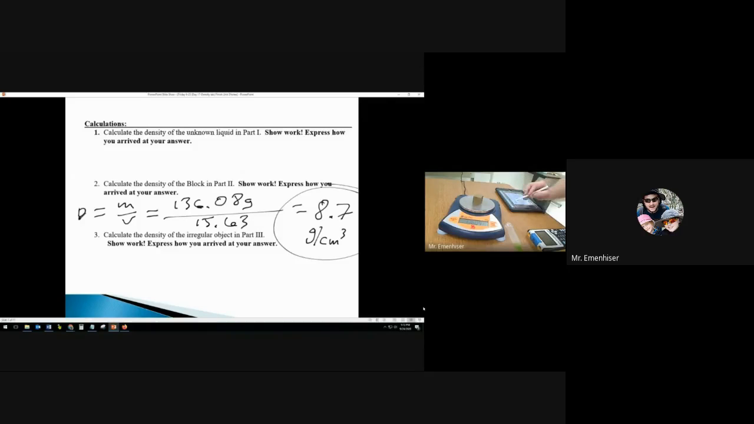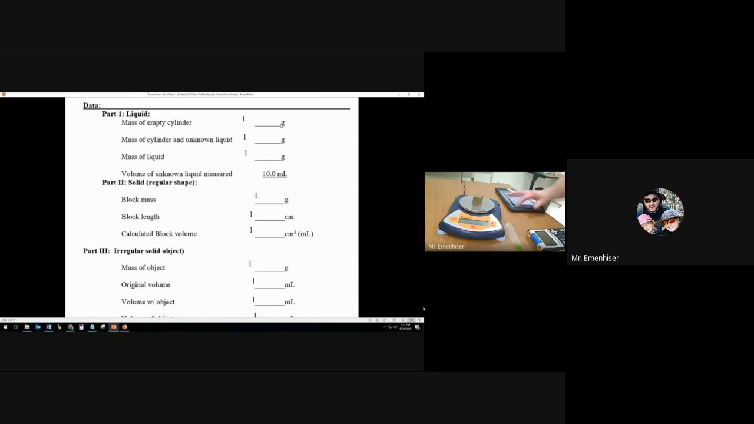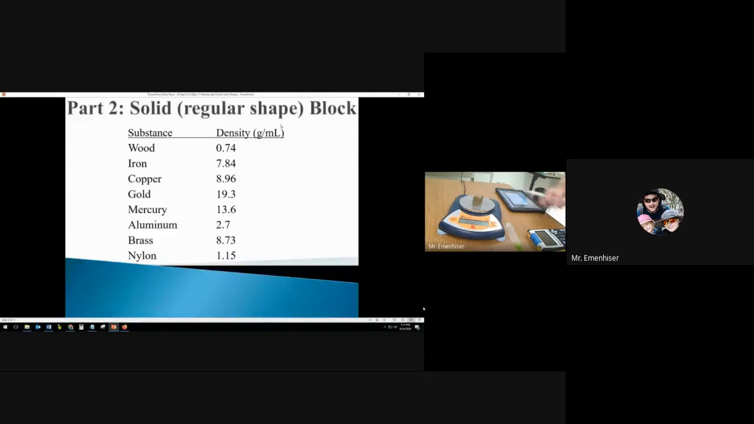So now we take that density and we go back to our table and let's identify this object. So guys, go ahead and look at the densities of these different substances and let's figure out which one ours is. Copper is pretty close, but brass is a little closer. Isn't it? I got this one really close. 8.7. Look at that. That's pretty close. I don't know what my percent error is, but it's not much. That's perfection, guys.